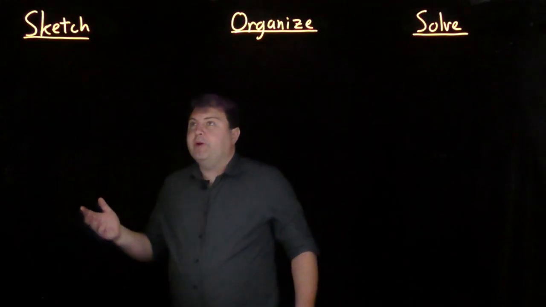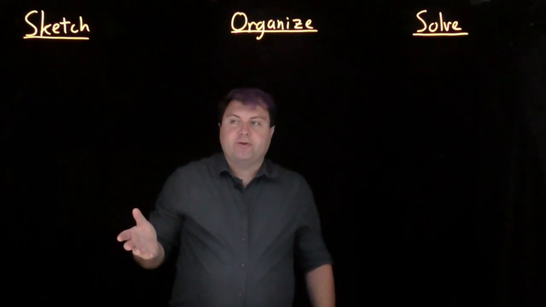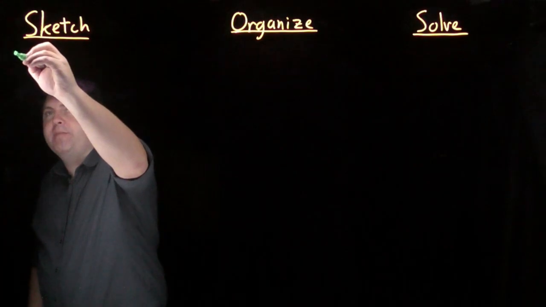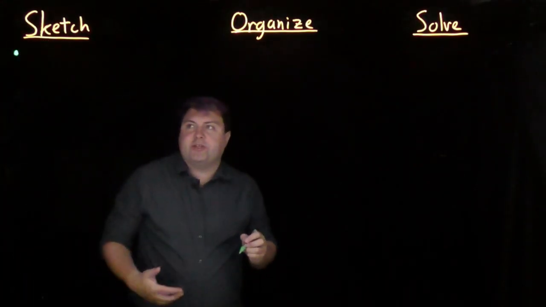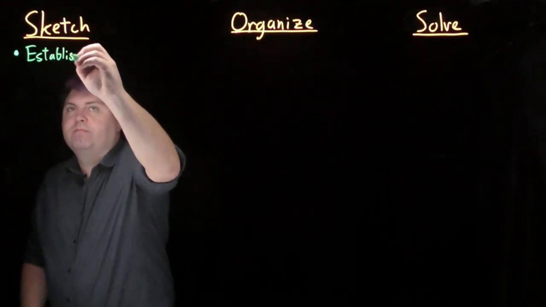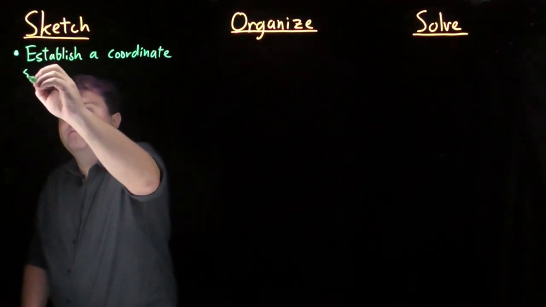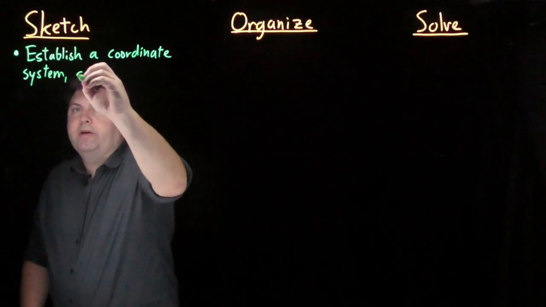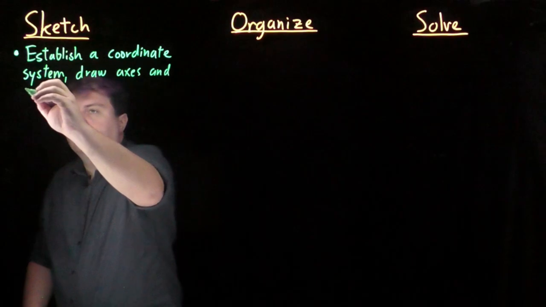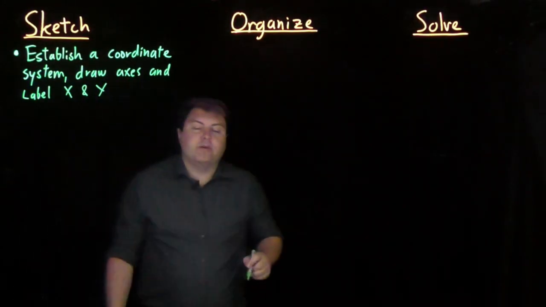Welcome! So we are going to use the Sketch, Organize, Solve, or SOS method to find electric fields when they have discrete charges. We'll talk about continuous charges in an upcoming video. So first, when we're sketching, we want to establish a coordinate system, and we want to draw axes and label x and y.